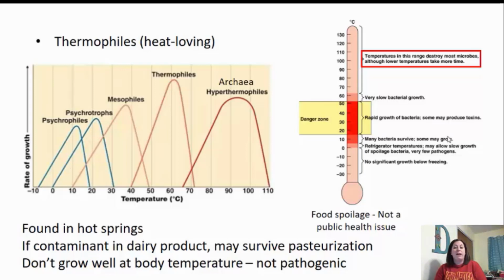They don't grow well at your body temperature, so a lot of times they're not pathogenic, because your body temperature is actually too low. If you notice, their low end is right there at 40 degrees and body temperature is at 37. So the temperatures in this range can destroy most microbes, but these are the ones that do prefer those higher temperatures. With food spoilage, this is not a public health issue with this group because, again, they don't like to grow in the host or the body, with it being at around 37 degrees Celsius.